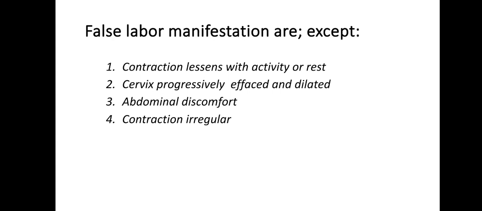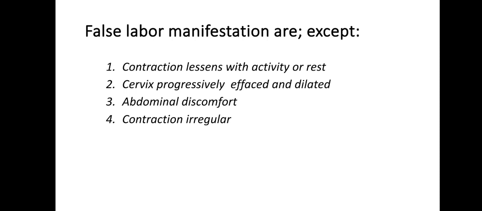Next question. False labor manifestations are all except. First option, contraction lessens with activity or rest. Second option, cervix progressively effaced and dilated. Third option, abdominal discomfort. Contraction irregular is the last option. So what will be the answer here? False labor manifestations are given here, and one exception is there that we have to choose.